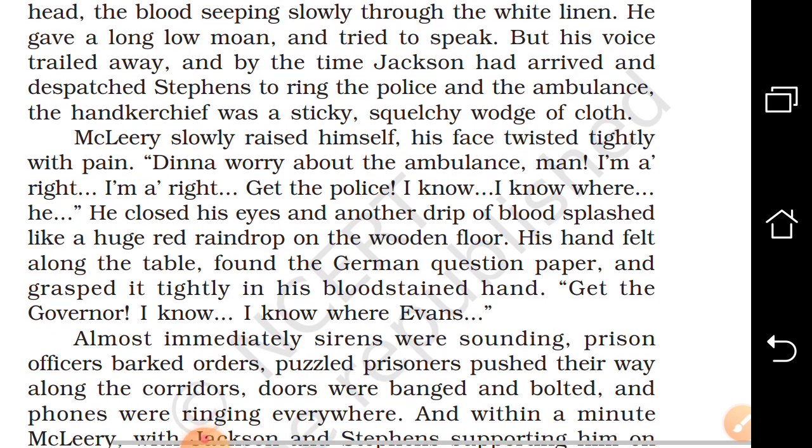He closed his eyes, and another drip of blood splashed like a huge red raindrop. Blood is coming on the wooden floor. His hand felt along the table. There also a bloodstain was there.